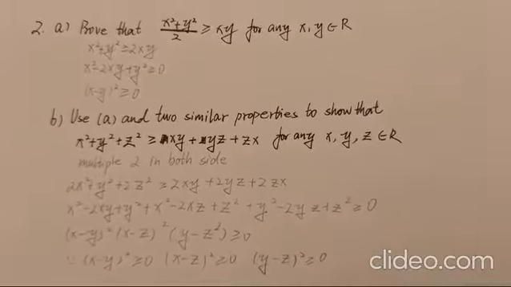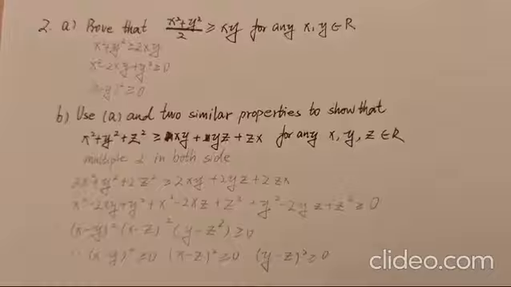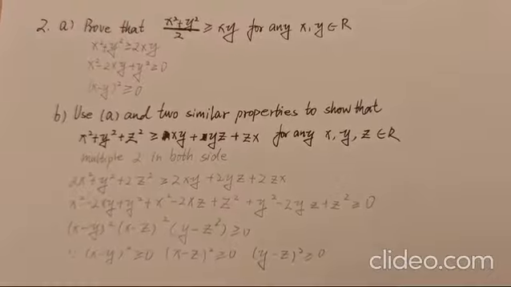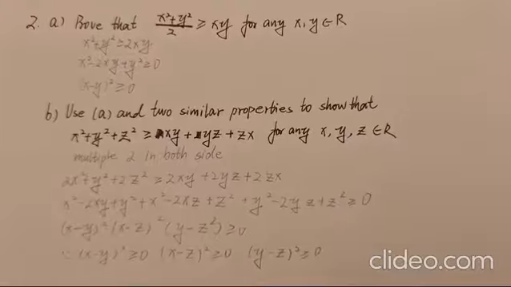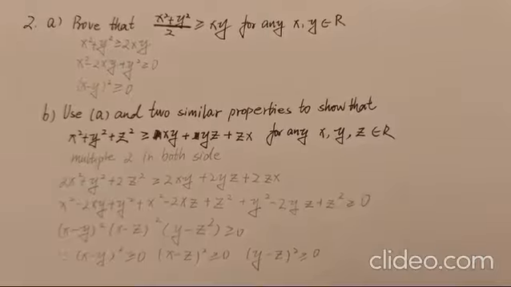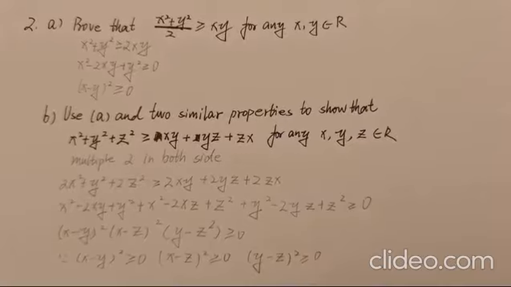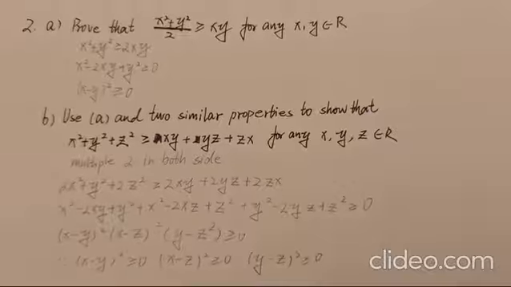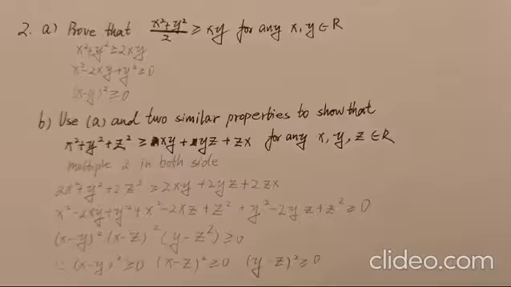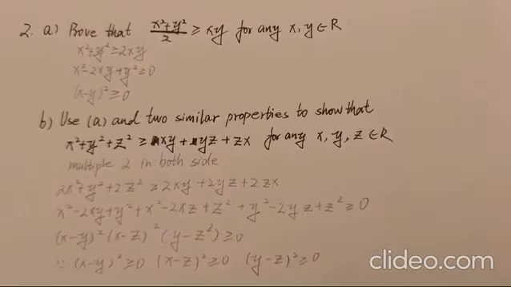So we can find that the left-hand side can be written in the form of (x minus y) squared. And we know that for any number, the square of itself is always greater than or equal to 0. So (x minus y) squared is always greater than or equal to 0. So we can prove that x squared plus y squared, divided by 2, is greater than or equal to x times y.